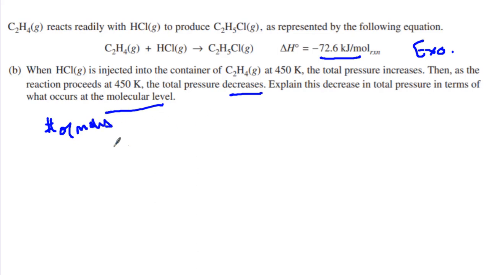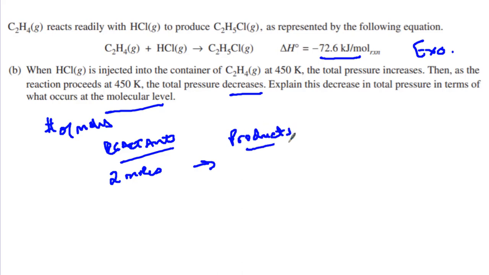You can see our reactants, C2H4 and HCl, are 2 moles of reactants. And what that becomes as we get our products is 1 mole. So as the number of moles decreases, the total pressure ends up decreasing as well. Okay? And so that is 1 point for B, 1 point for that correct reasoning.